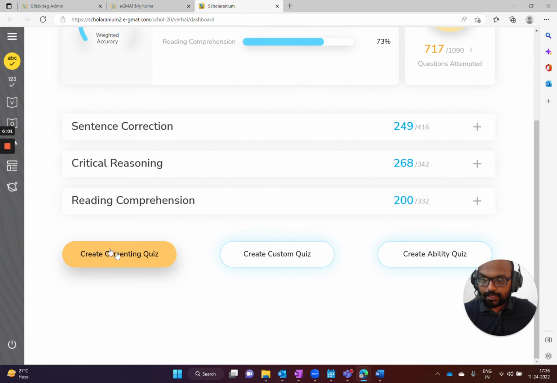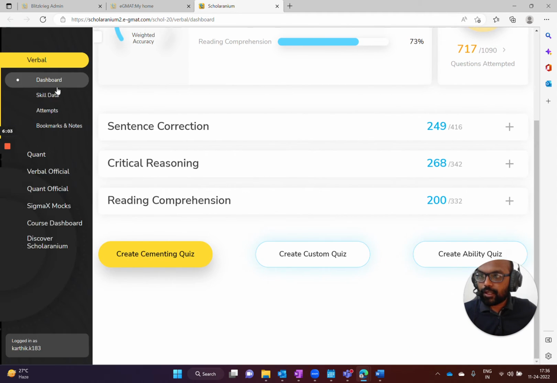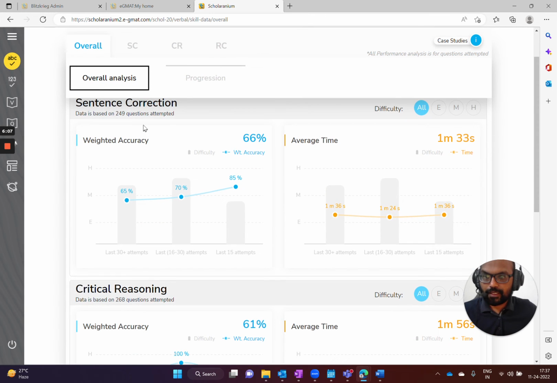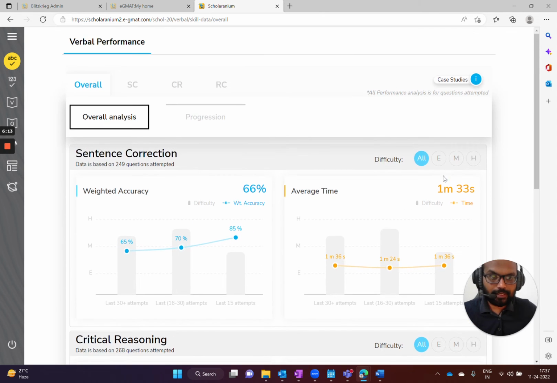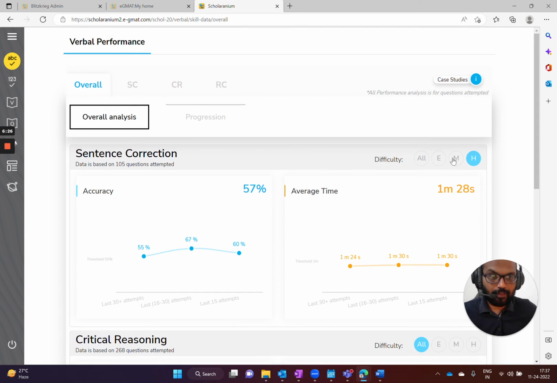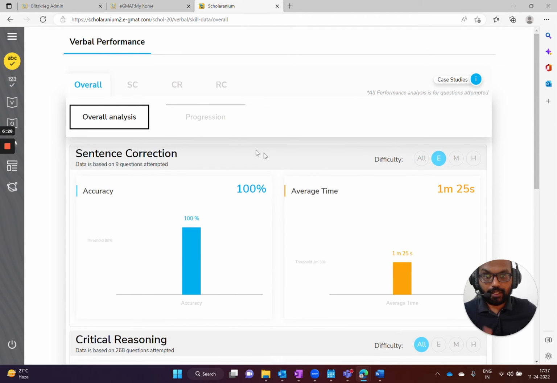And while you are doing these cementing quizzes, the Scholaranium quizzing platform will continuously monitor your performance. For example, in sentence correction, how is your performance increasing test by test? Is it increasing? This is an increasing trend. You can also look at only hard difficulty level questions, how is the performance? Is it increasing or decreasing? We even give you custom targets of what is the right score for you, what exactly you should achieve. In various difficulty levels, different targets would be there.